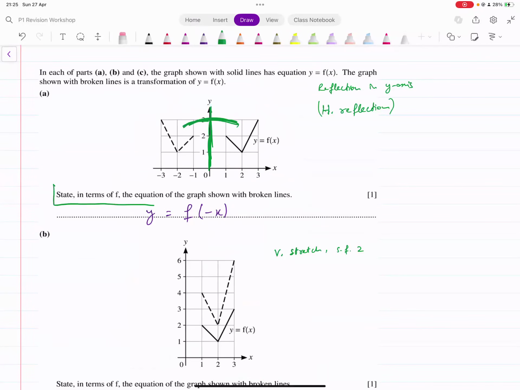We want to write down the equation of this graph in terms of the function f. f was the original function. What's the equation of this transformed graph? This is horizontal reflection. That means inside the function, we will multiply by minus. So that's f of minus x like this.